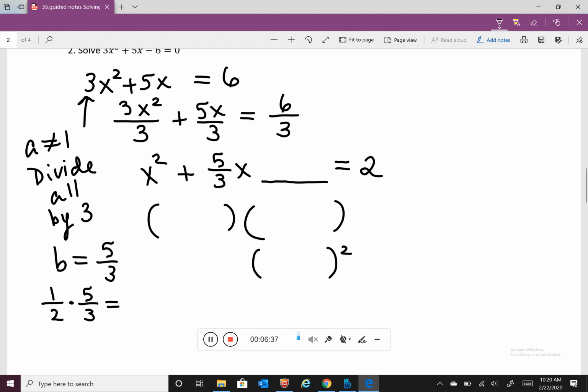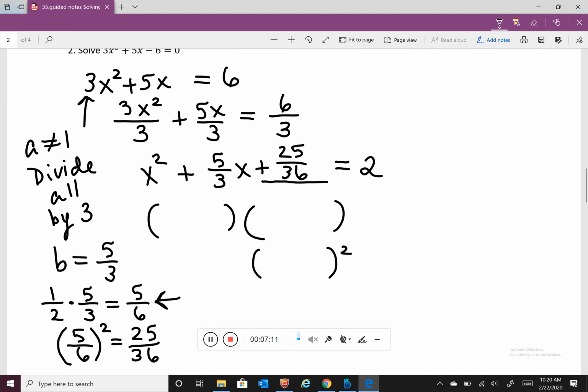So this is 5/6. No, this will come back. But now we're going to take 5/6 and use this to create our perfect square trinomial. So we need to square 5/6. And 5/6 quantity squared is equal to 5 squared over 6 squared. So that is 25/36. So we're going to add that to both sides.